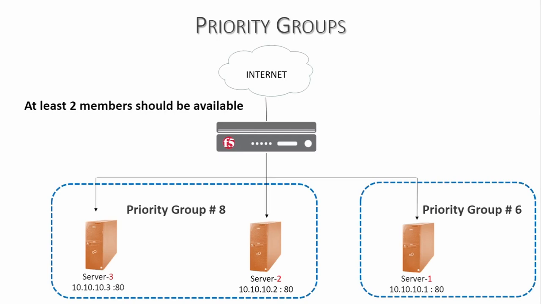But if one of the servers in the higher priority group, which is group 8, is not available, for example server 2, BigIP will automatically start sending traffic to server 1 on a lower priority group because we configured that we should at least have 2 pool members available all the time.